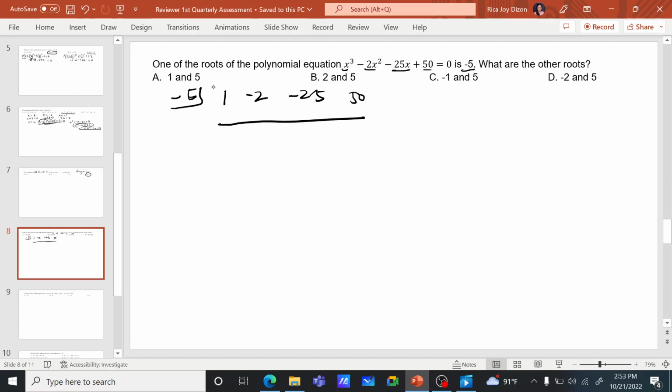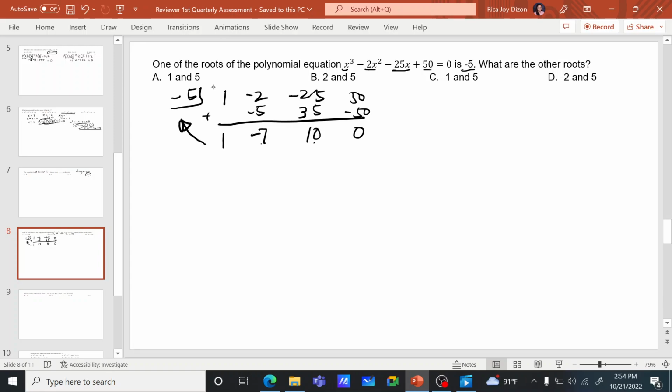Bring down the first number, bring down 1, multiply it by negative 5. 1 times negative 5 is negative 5. Then we add it to negative 2. Negative 2 plus negative 5 is negative 7. Multiply it by negative 5. Negative 7 times negative 5 is 35. Add negative 25 plus 35, that's 10. Multiply 10 by negative 5, that's negative 50. That gives us a sum of 0.